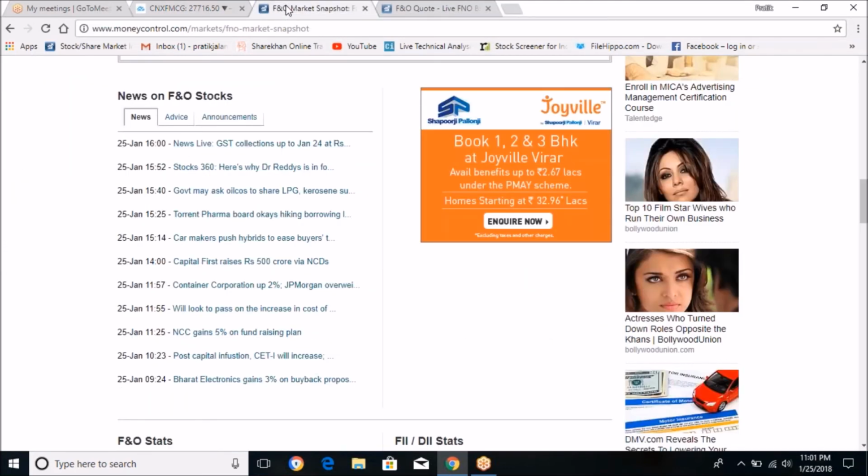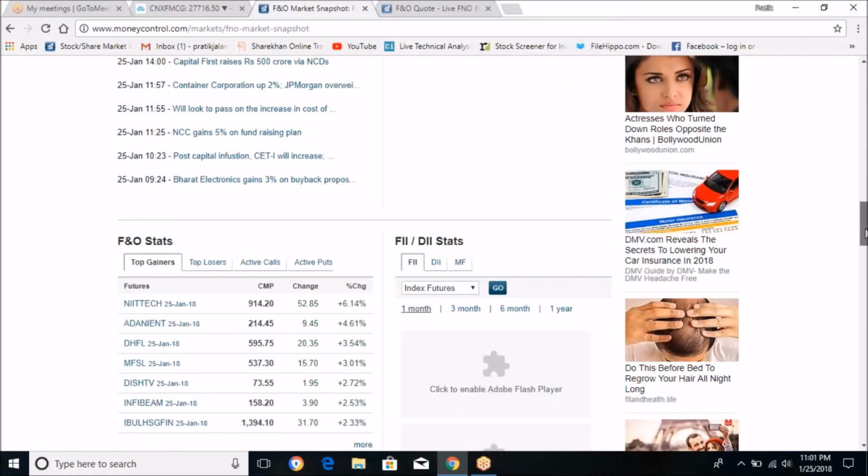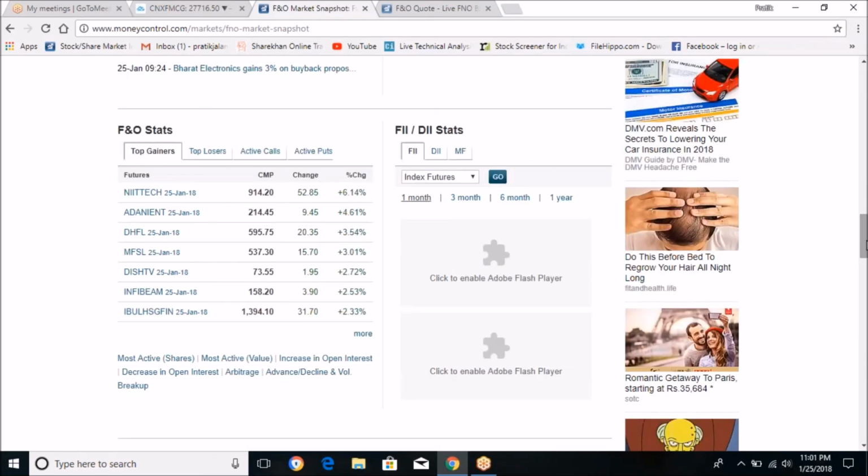So coming back to moneycontrol.com, news, all those stocks which are in news, F&O stocks, you can check the behavior. You have to make a note. So these are all F&O stats. You can check all those ITs are performing well. Adani Enterprises is almost double from a buy point. 120 was the buying price, now 214. Our targets are pretty good in this.